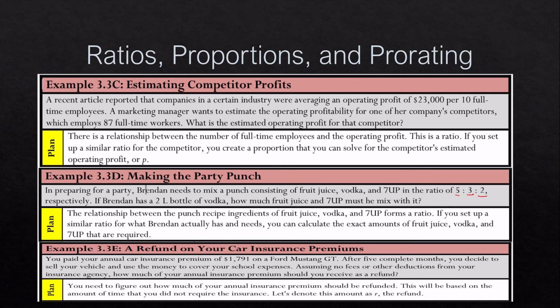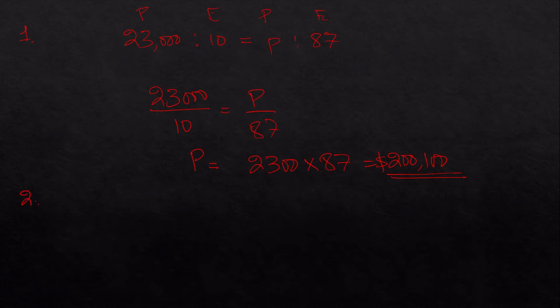So we can write it in a proportion way. First, the proportion of the mixture is 5 to 3 to 2. In this case, we have to make it very clear that the proportions are consistent: fruit juice, vodka, and 7-Up, right? Fruit juice we want to know, so we write F. Vodka, we know how much it is, 2 liters. And we also want to know 7-Up, so we write 7-Up, or we can write U as well if you want.